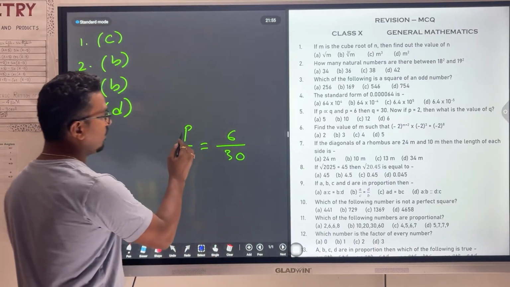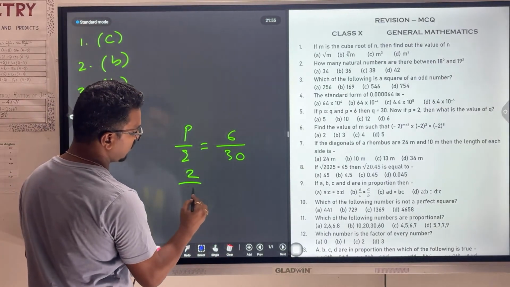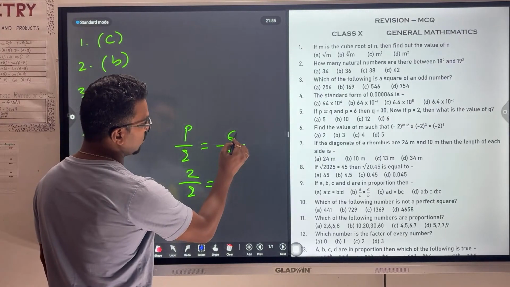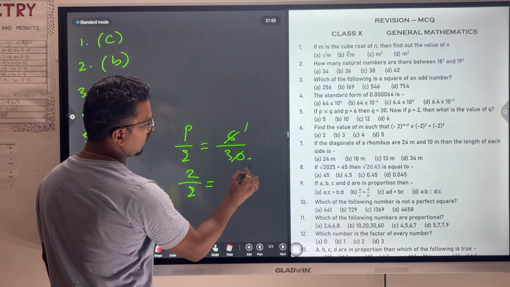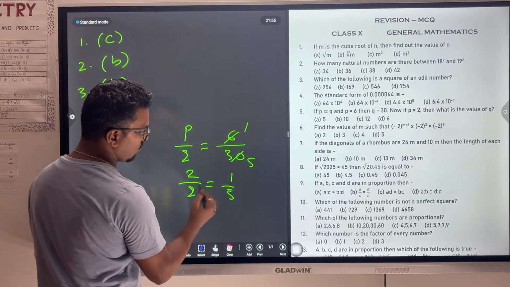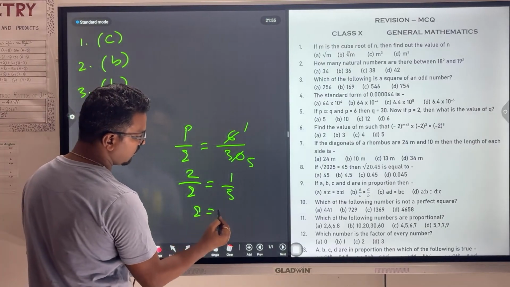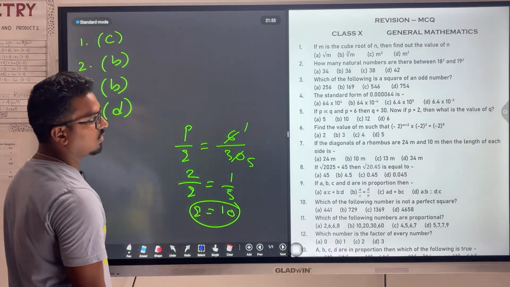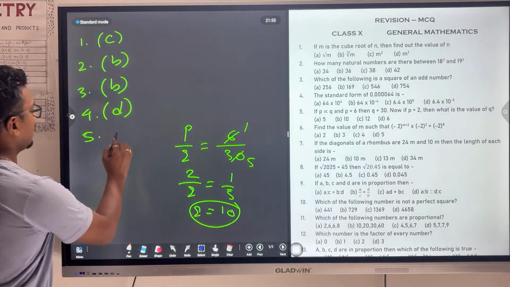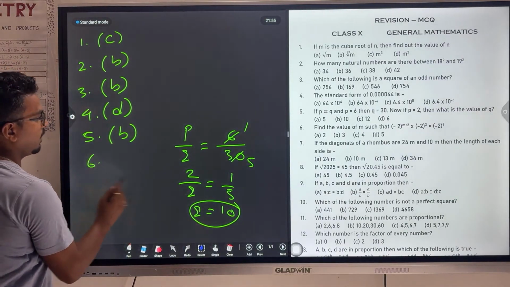Next it is given, if P is equal to 2, then what will be the value of Q? What is the P value given? 2. So put 2. Q is equal to, cancelling, 6 ones are 6, 5 ones are 5. So 1 by 5. Cross multiply. Q is equal to 5 twos are 10. So the answer is B.